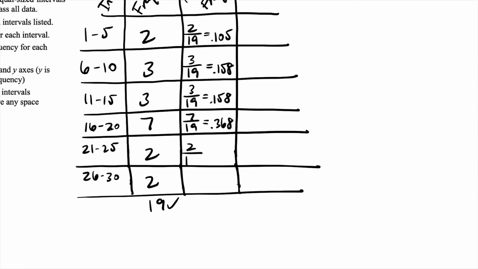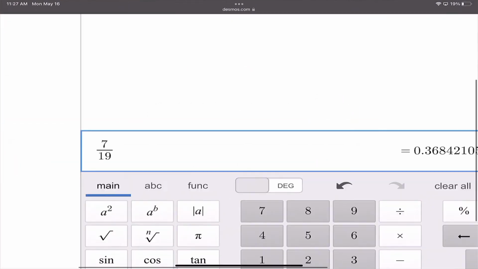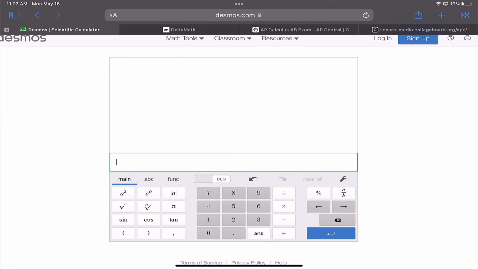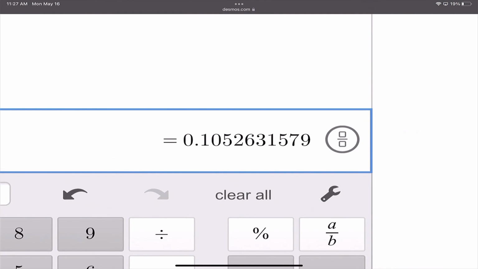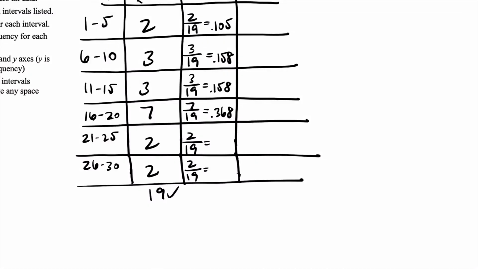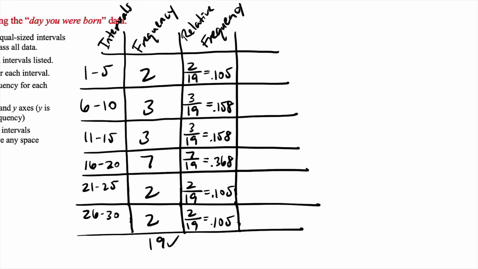The last two are just 2, so it's going to be the same number. So 2 divided by 19. 2 divided by 19 is the same number, right? Didn't we already do 2? Yep. There we go. Okay. Done with that column.